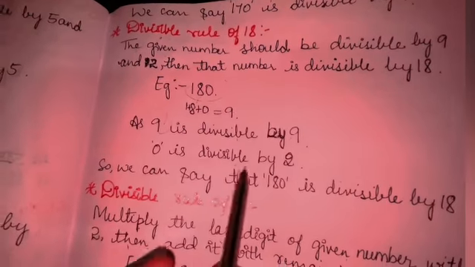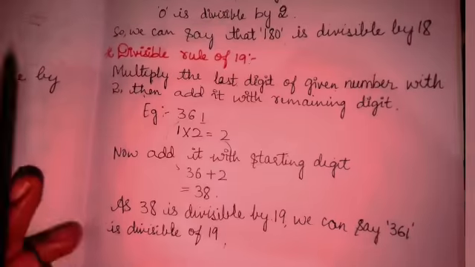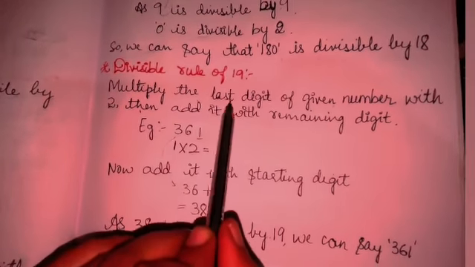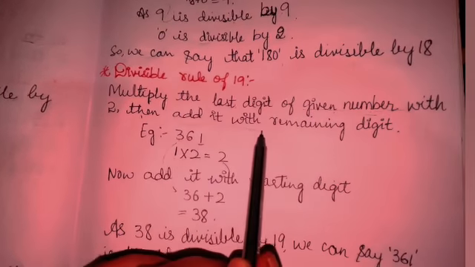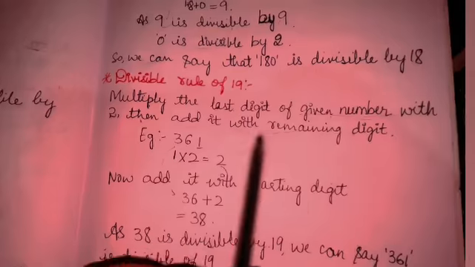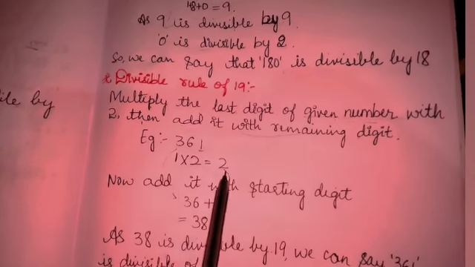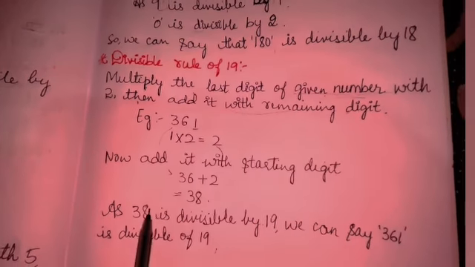Please concentrate. Now let us see the divisibility rule of 19. Multiply the last digit of the given number by 2, then add it to the remaining digits. So multiply the last digit by 2, then add it to the starting digits.